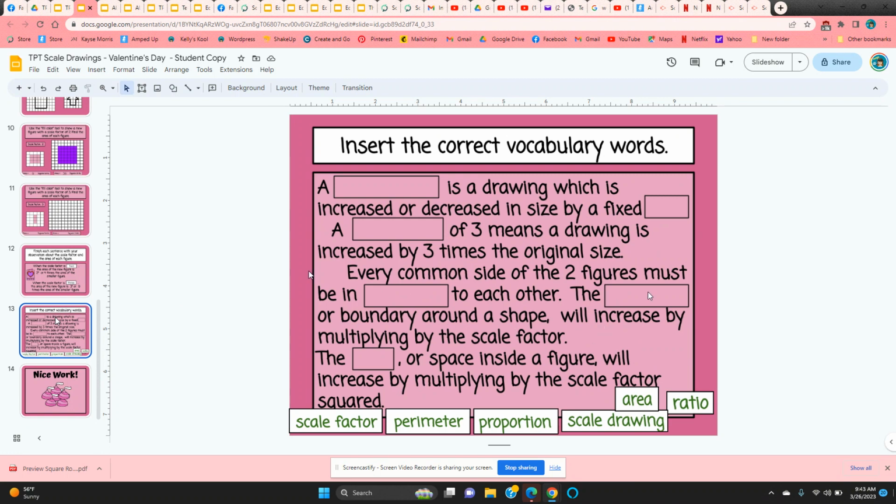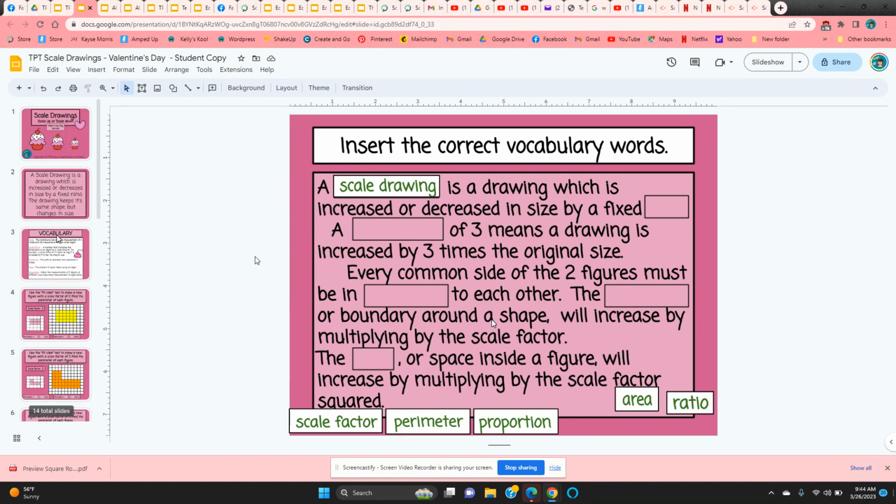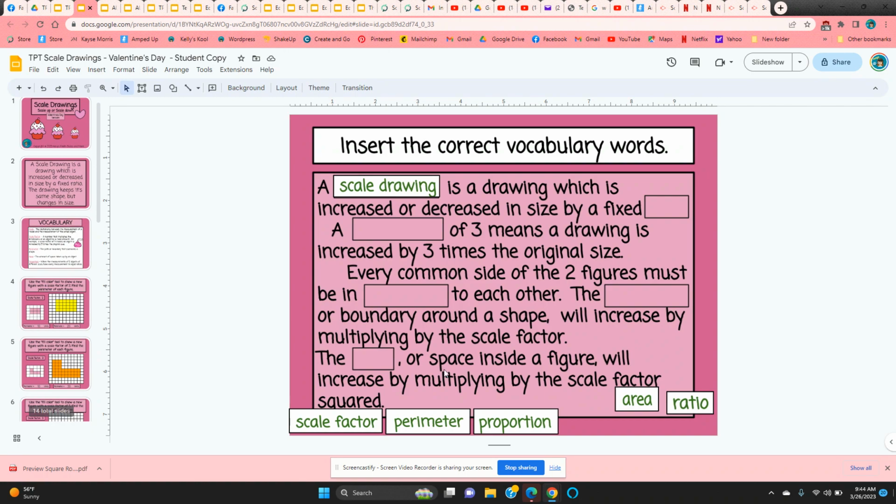They're going to move these terms into the correct place. All they need to do is click and hold on the edge and then move it to the correct place in their sentence frame. They can refer back to slide 3 if they need these definitions. So this is scale factor, scale drawings, the Valentine's Day version.